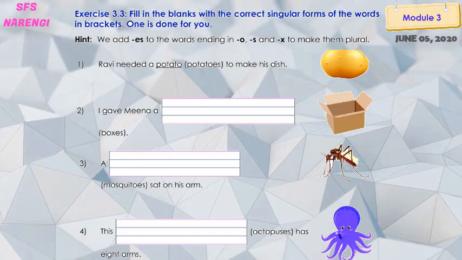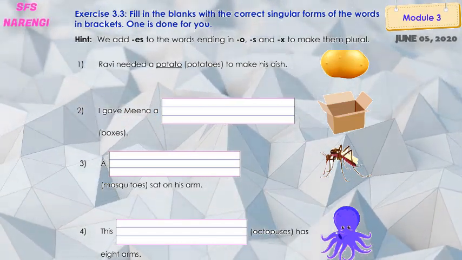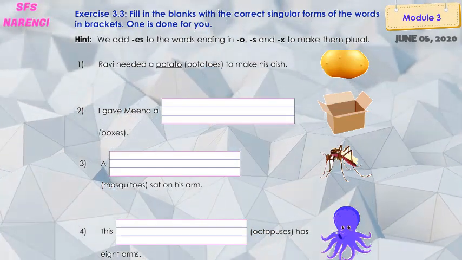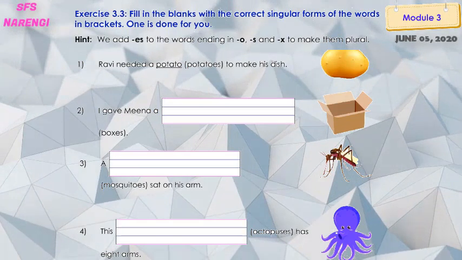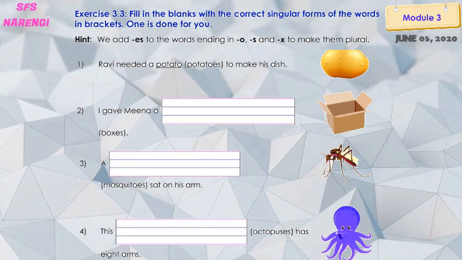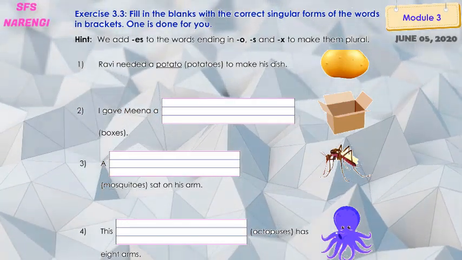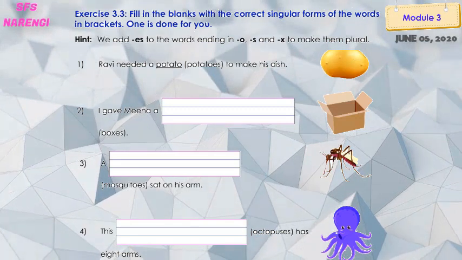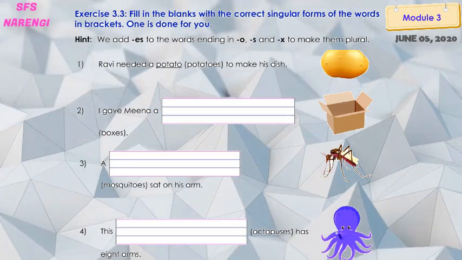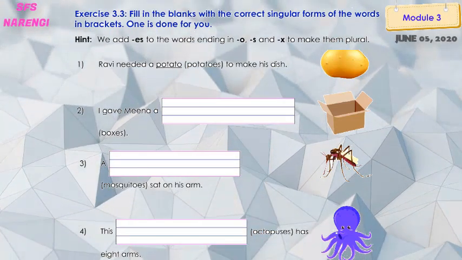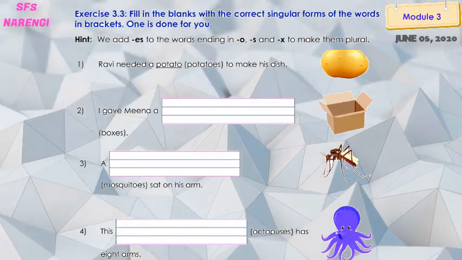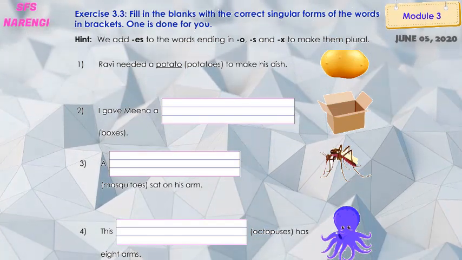Please come to exercise 3.3 now. What is exercise 3.3? Fill in the blanks with the correct singular forms of the words in brackets. One is done for you. What you have to do here is just write down the singular form of the words given in the brackets. Let's see the first example. Ravi needed a dash, in brackets it's written potatoes, to make his dish. What will be the singular form of potatoes? It is potato. Right? Okay.